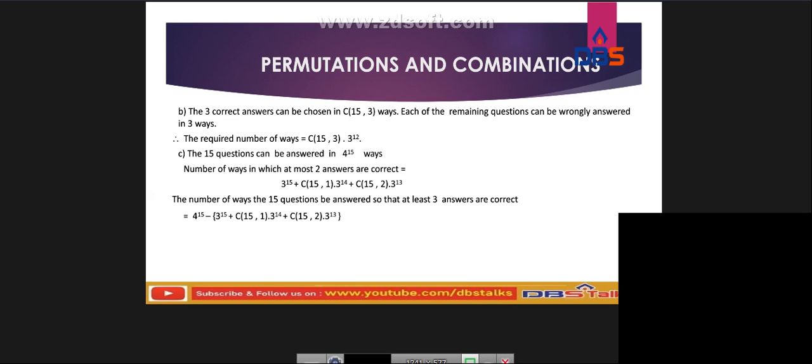3 power 13. Okay. The number of ways the 15 questions can be answered so that at least 3 answers are correct, that equals 4 power 15 minus 3 power 15 plus C of 15 comma 1 into 3 power 14 plus C of 15 comma 2 into 3 power 13. Okay. Next.